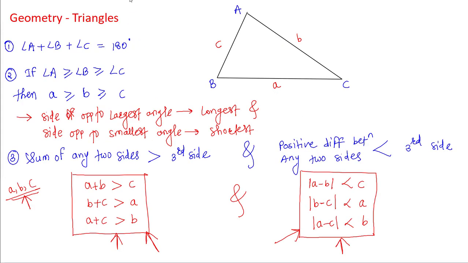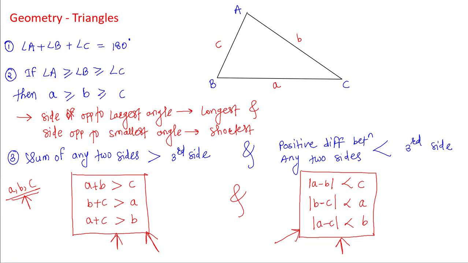Let me repeat the statement. In a triangle, the sum of any 2 sides is always greater than the third side, and the positive difference between any 2 sides is always less than the third side. So there are 2 sets of inequalities those 3 numbers should satisfy, but every time we do not need to check both sets. Out of those 2 sets we need to check only one set. If it satisfies any one of the sets, then it automatically satisfies the other set of inequalities.